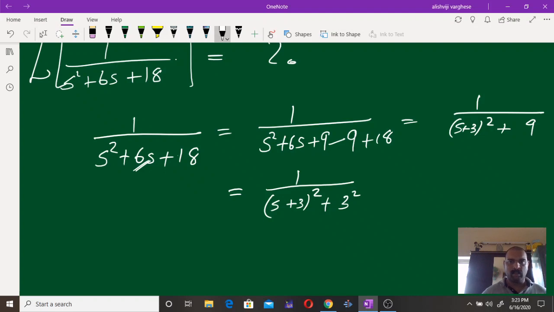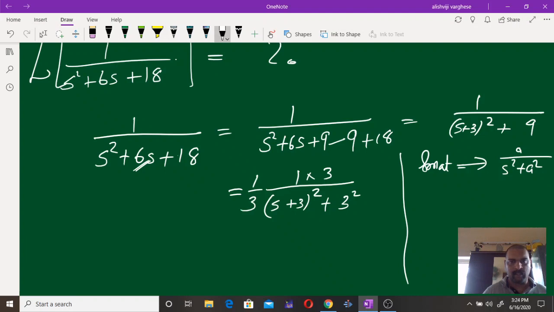Now consider this particular form. The Laplace transform of sine at is a by s square plus a square. So instead of a, we have 3. So here we need a multiplication by 3 and a division by 3. If we multiply by 3 and divide by 3, it becomes something like the inverse Laplace transform of 1 by 3 times the Laplace transform of sine 3t.